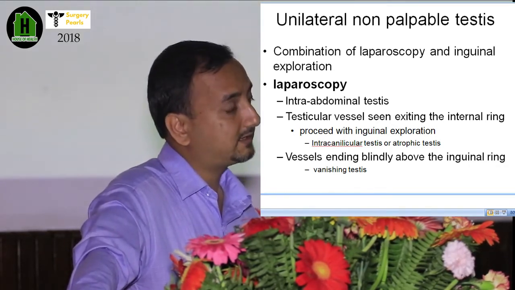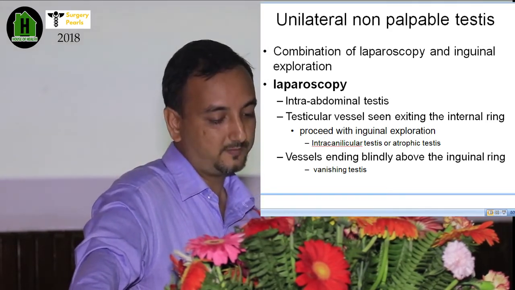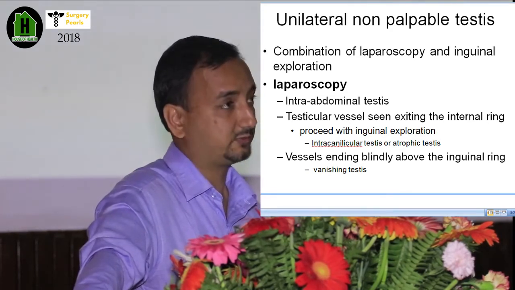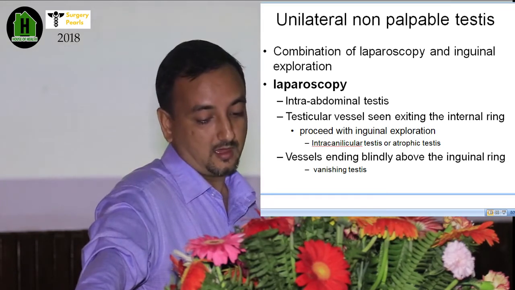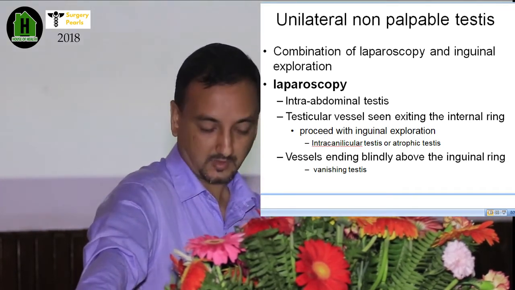And if that is the case, then we proceed with inguinal exploration, because we know that the testis is inside the inguinal region. So it can be an intracanal testis or an atrophic testis, we don't know. And then the vessels might be blindly ending above the inguinal ring, that is a case of vanishing testis. Nothing needs to be done after that.